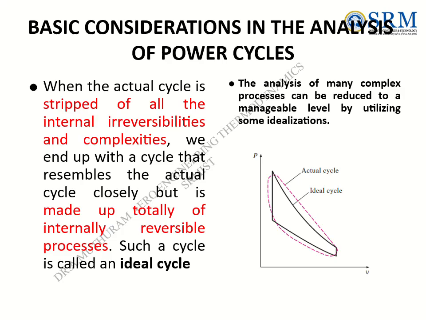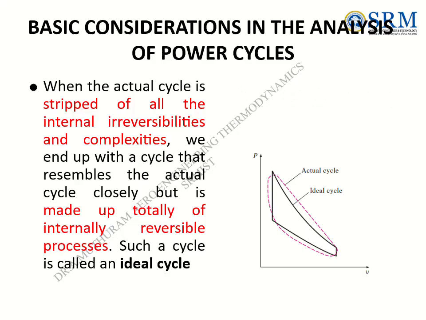The analysis of many complex processes can be reduced to a manageable level by utilizing some idealization. A cycle that resembles the actual cycle closely but is made up totally of internally reversible processes is called an ideal cycle.